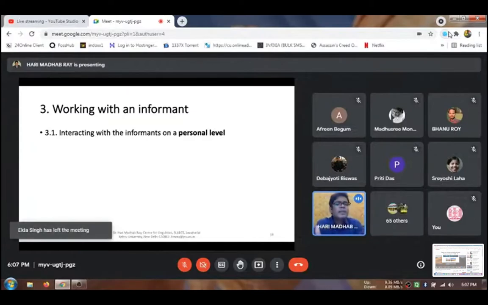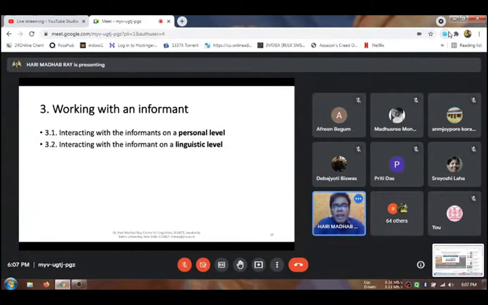If you're working with an informant or a consultant, you need to interact with the informant on a personal level. Don't consider your informant as a kind of subject, as in biology and other related disciplines. For us, they are also humans. So you need to interact with them on a personal level.